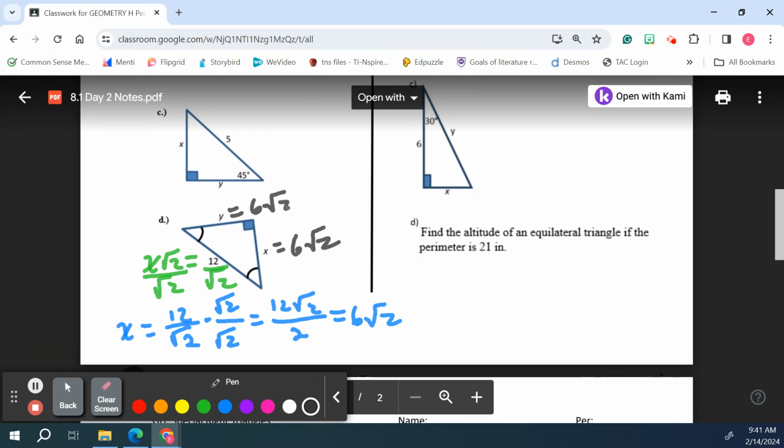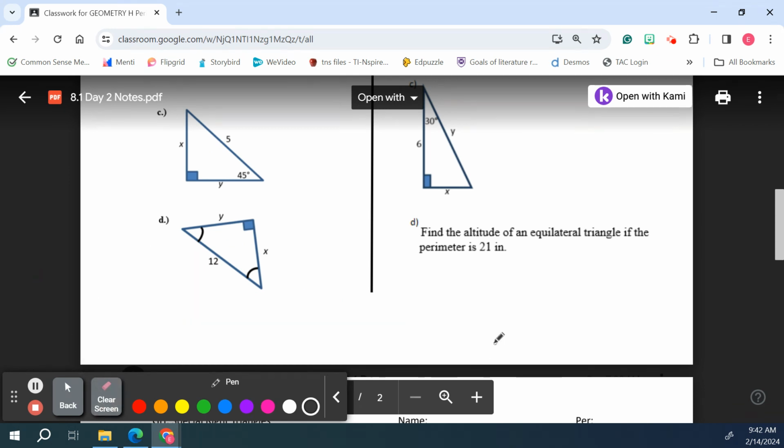Questions on this before we move on to the next rule? Is there anything I can address? Okie dokie. Let's move on to the 30, 60, 90.